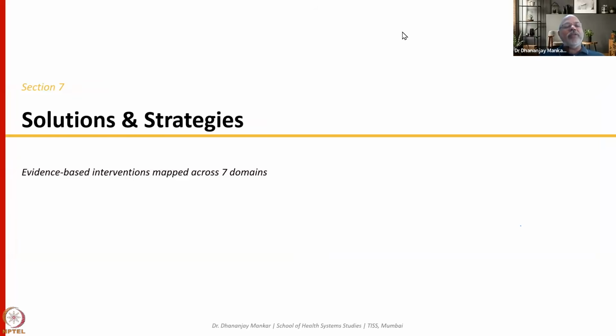Now comes the final solution and strategies that you all are expecting: what are the evidence-based interventions, and the domains that we have studied, and that NABH focuses on all the 10 domains, and what are the 7 domains mapped across where we find that the hospital can get a remarkable change.